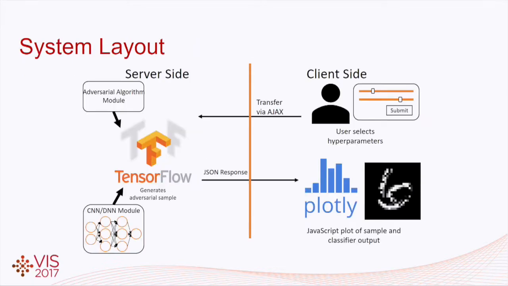And so what we have is a system layout kind of like this, where on the client side, the user selects hyperparameters as the input for the visualization. They send that off to the server side where we have Python and TensorFlow running. In a modular framework, we have the adversarial algorithm and the convolutional neural network, and you can replace either one of these fairly easily. So if you wanted to look at a different convolutional neural network or a different adversarial algorithm, you could switch those out. You get the response and send it back to the client where it's displayed using the Plotly libraries, and then the user can see from there.